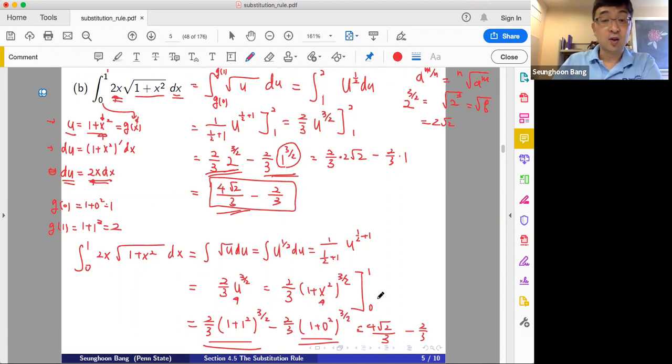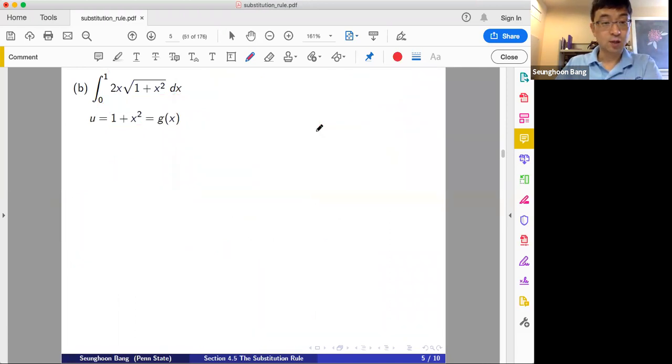It doesn't matter. If you want to change the lower and upper limits, always use the relation of u and x. If you don't want to change them, you can keep going, only substitute 1 plus x squared and only plug in 0 later. That's right. One more: if you change the lower and upper limits by using u and g of x, don't change back to the x variable. Don't change back. That's the whole idea for solving the definite integral version.